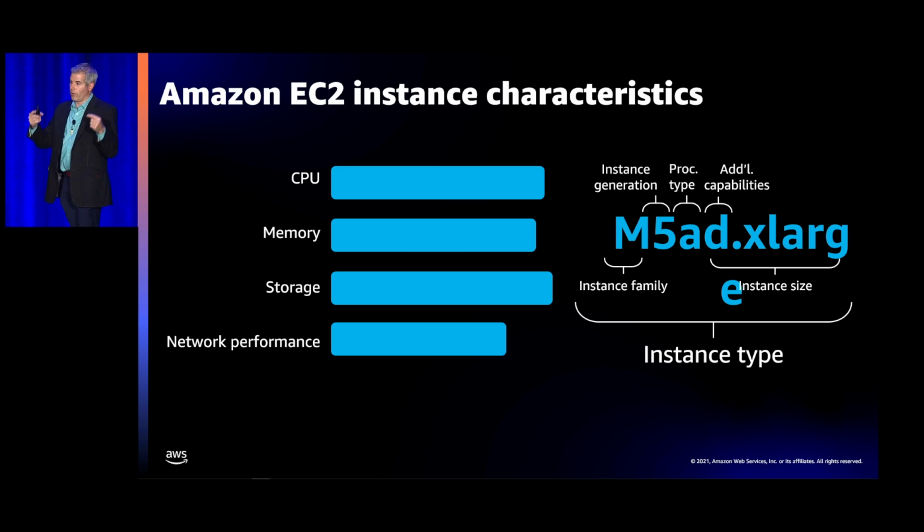We maintain that ratio every time you increase. So if you go from XL to 2XL, you're going to have twice the amount of vCPUs as you did on the XL and twice the amount of memory. So it's a proportional increase that will happen. But we maintain, as I mentioned, the 4:1, 8:1 ratio.